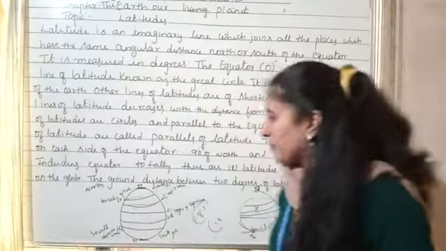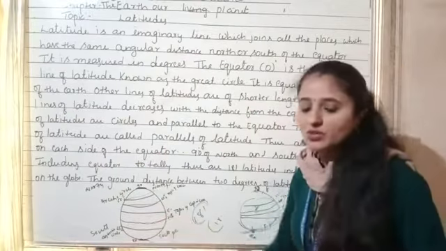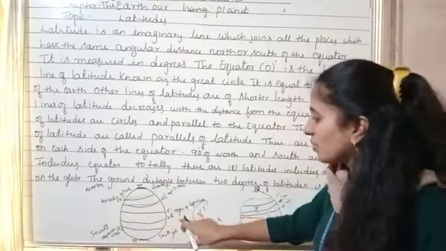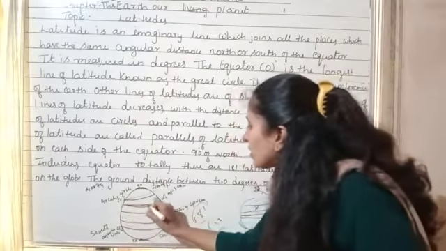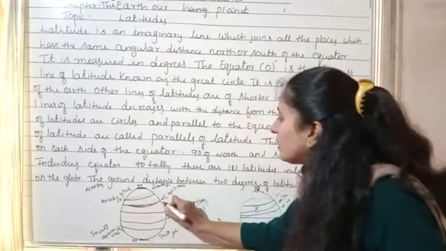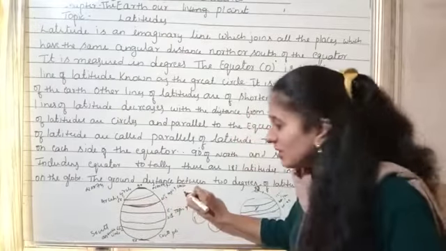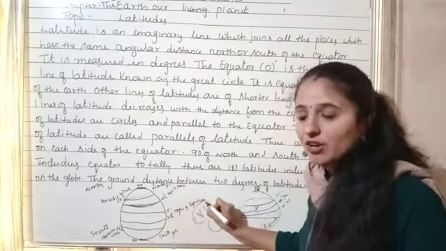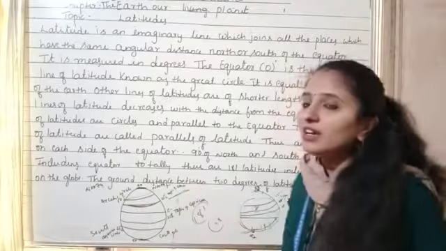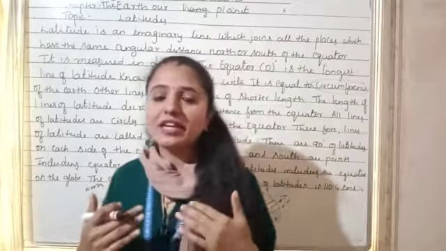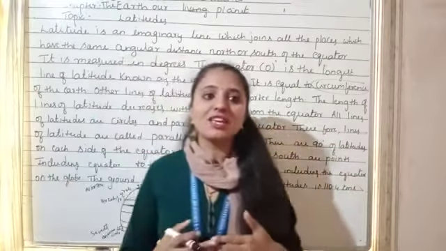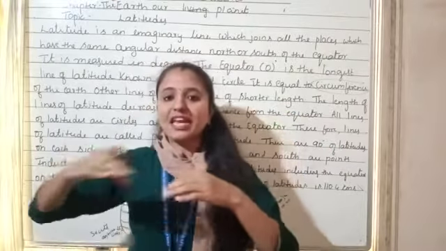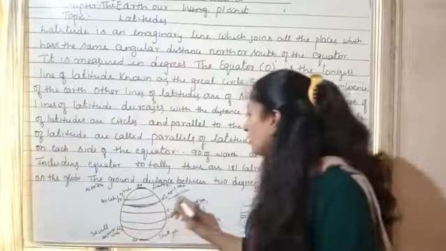I have drawn some of the important latitudes here. The equator has 0 degrees. First we will read about north 23.5, the Tropic of Cancer. In the same way, south 23.5 is the Tropic of Capricorn. Actually in India, the line which passes through India is the Tropic of Cancer.